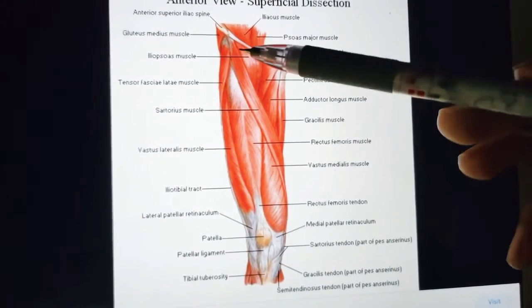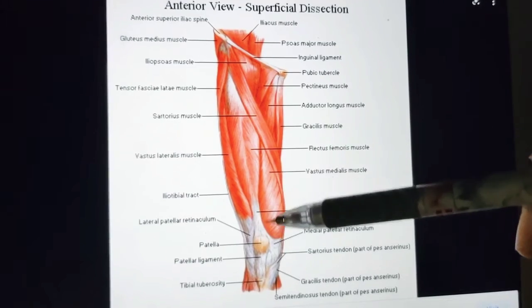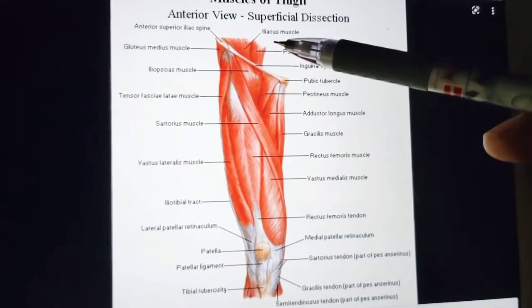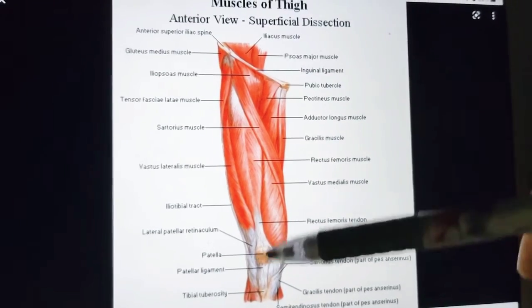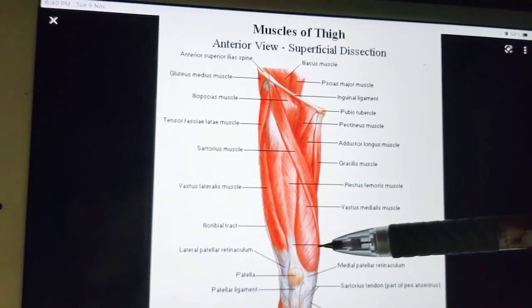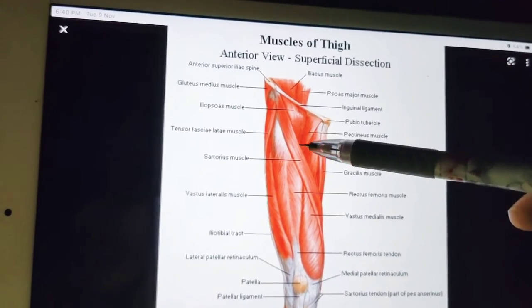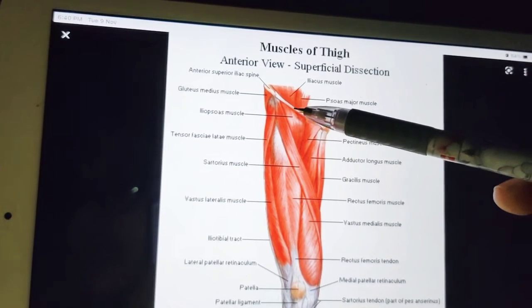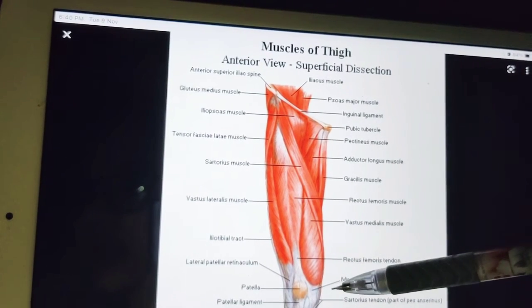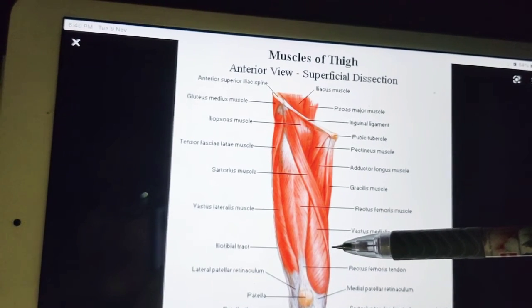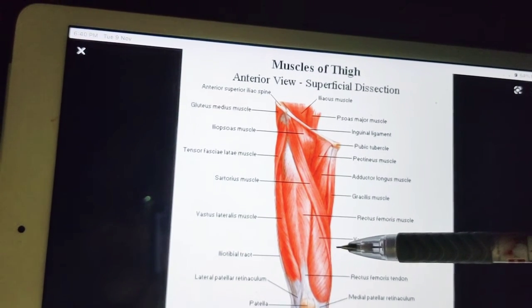Whatever I said: one is the sartorius, next is quadriceps femoris, next articularis genu, and next you have psoas major and iliacus. So remember these muscles, these are the anterior compartment muscles of our thigh. Coming to the sartorius, it's a long narrow, ribbon-like muscle. It runs downward and medially across the front of the thigh, and it is the longest muscle in the body. Its attachments we'll discuss later. First we will see the general features.